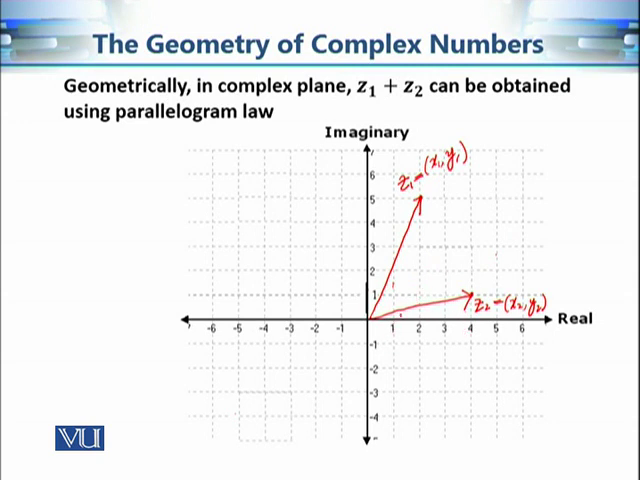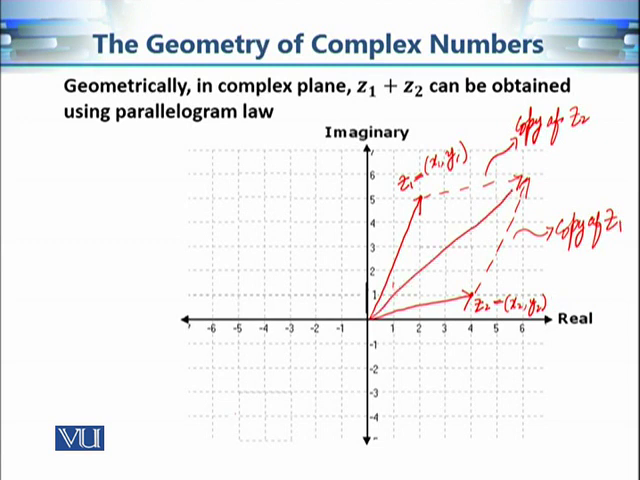We shift this vector z2 to this point. So this is basically a copy of z2, and similarly this vector corresponding to z1 can be translated in the following way. So this is once again a copy of z1. Now this is the parallelogram formed by these two vectors. The addition of these two vectors is basically the diagonal of this parallelogram. So this is z1 plus z2.